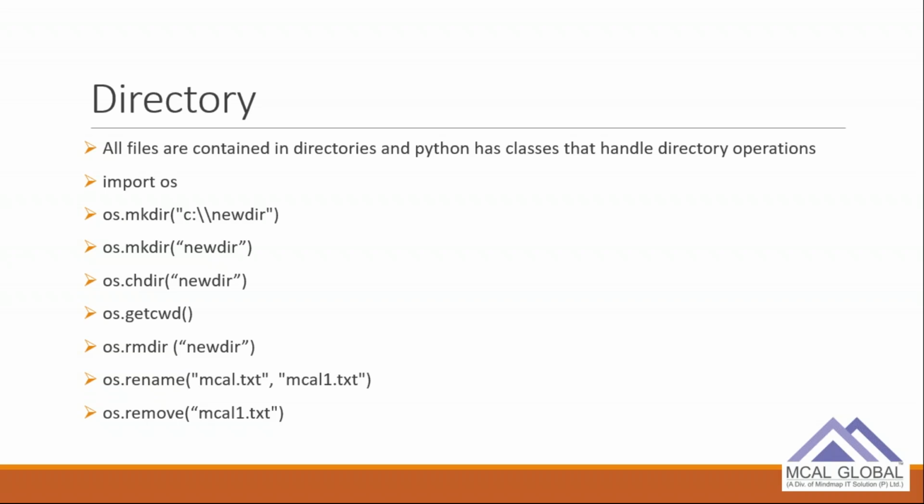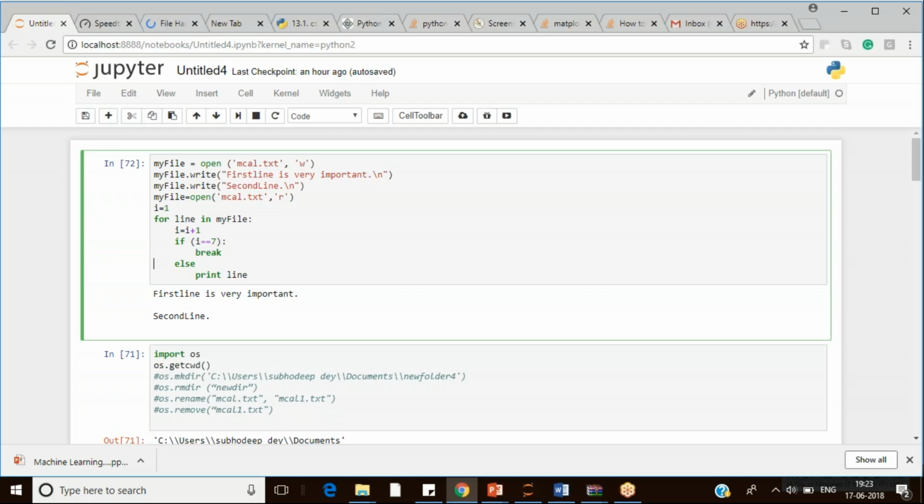So mkdir means you're creating a new directory. Change directory means you're changing from one directory to another. getcwd, we have already seen. This is the directory you are currently working in. rmdir means you are removing the whole directory, for example the whole folder. If you want to rename the file, you can rename the file. And removing the file means you're just removing that file and not the directory.